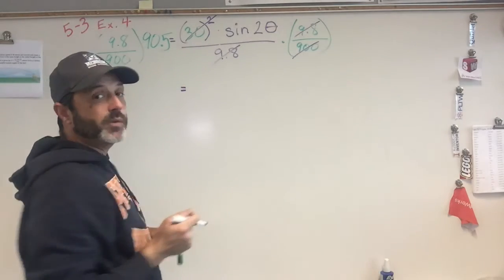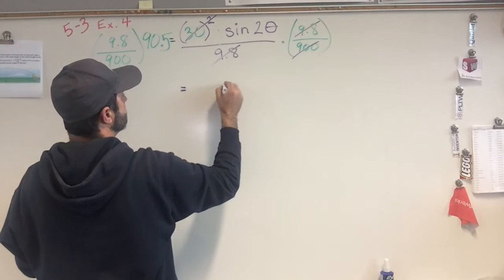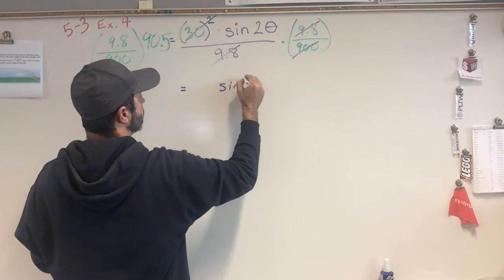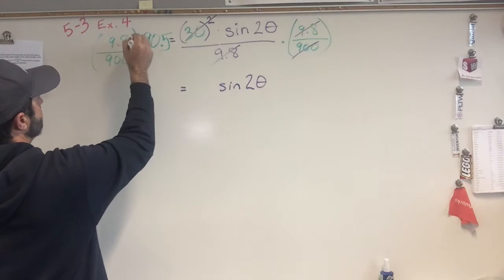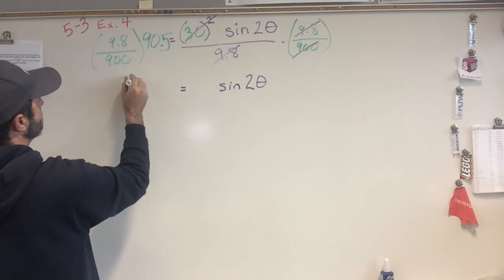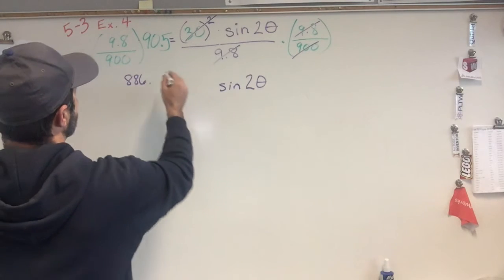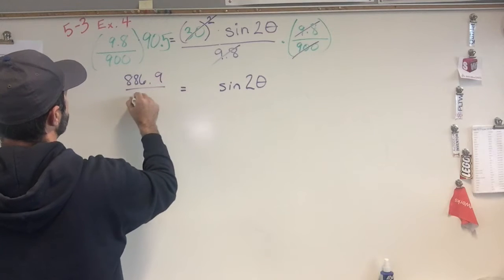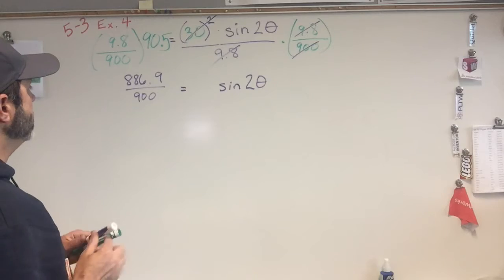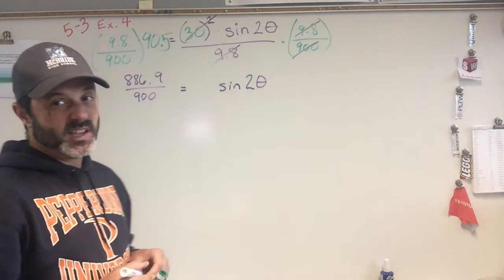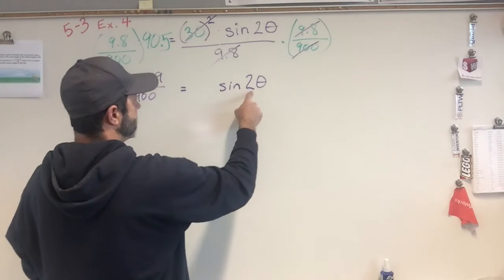And in my equivalent equation, I have sine of 2 theta, and I'm going to multiply those top two things and call it 886.9, and keep the over 900. Just keep it like that. If you go any further than that, the decimal gets messy. Okay. I want to get to this theta.